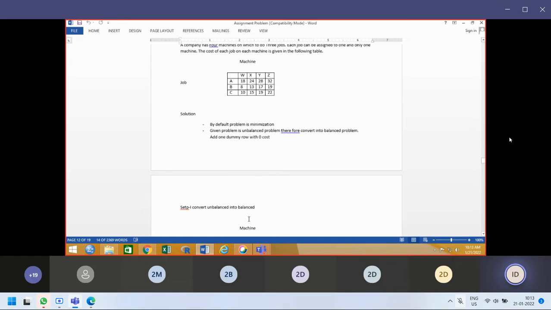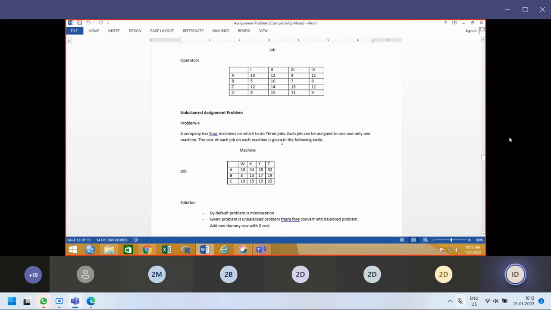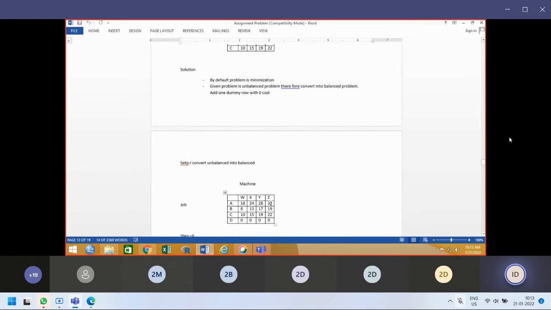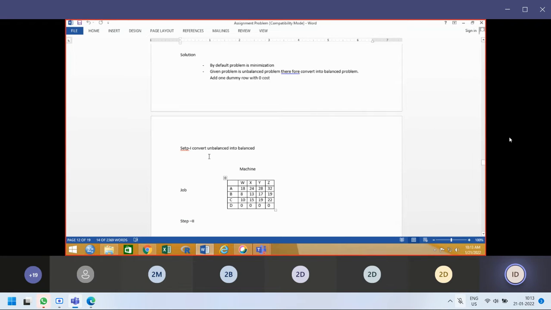By default, the problem is minimization, because they have not mentioned anything. So by default, the problem is a minimization problem. The given problem is an unbalanced problem, right? Therefore, convert into a balanced problem. How is it to be converted? By adding one dummy row with 0 cost. So this is the problem which we converted. Convert unbalanced into balanced problem.